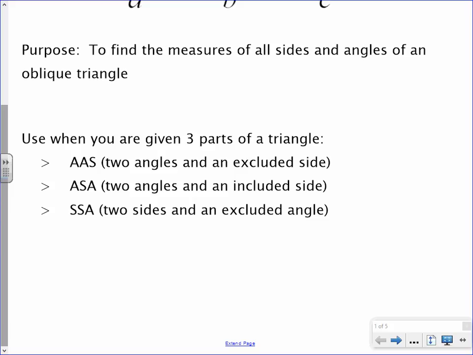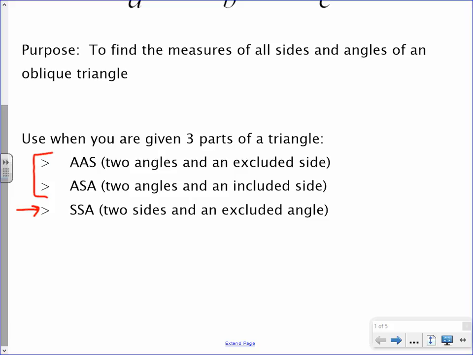Now, don't panic when you see three letters and some of them are A's and some of them are S's. We are not doing any geometry proofs. What we need, and this is what we're going to focus on today, and we're going to leave this for tomorrow, is if we have two angles and a side, whether that side is included or not included, we can use the law of sines. And we can use the law of sines when we have two sides and an angle not included. These are the three cases we're going to use the law of sines for.